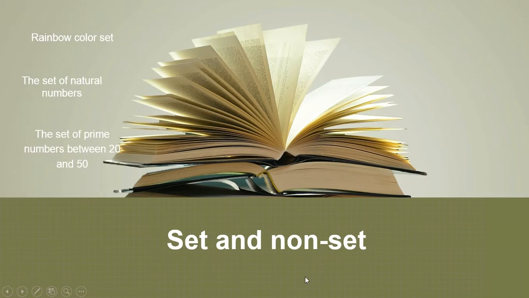And examples of non-set: the first, an interesting collection of paintings, because the meaning of the word interesting varies according to each person. Second, the set of intelligent people, because there is no definite measure to measure someone's intelligence. And then, delicious food sets, because the meaning of the word delicious varies according to each person.